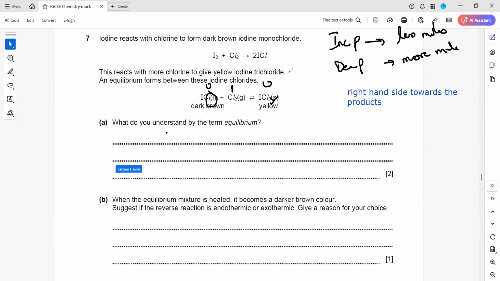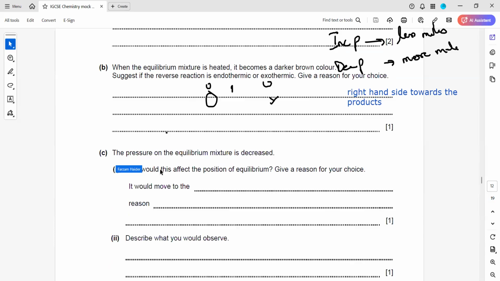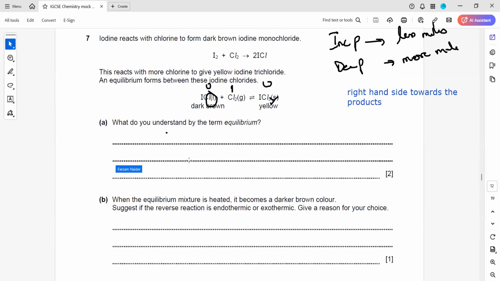So in this case, on the reactant side one is a liquid, and on the product side one is a solid. So only one gas is there. And what we did, the pressure on the equilibrium mixture decreases. So when I decrease the pressure, equilibrium will shift towards the side of more moles. So where do I have more moles of gas? The left side, the left hand side. So it means, now in the question, it will not shift to the right hand side.